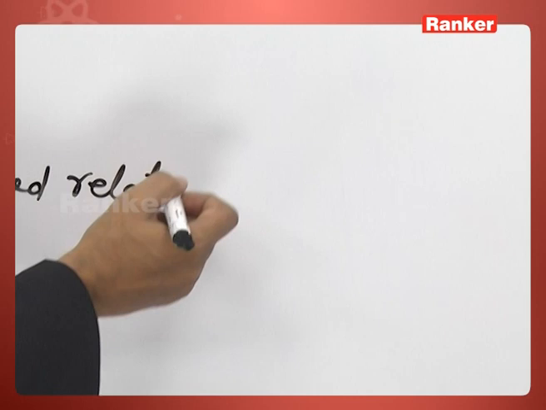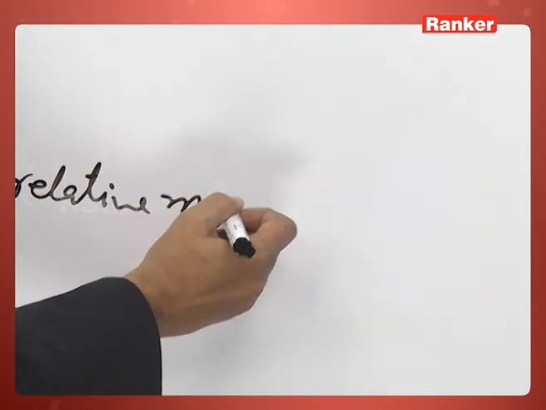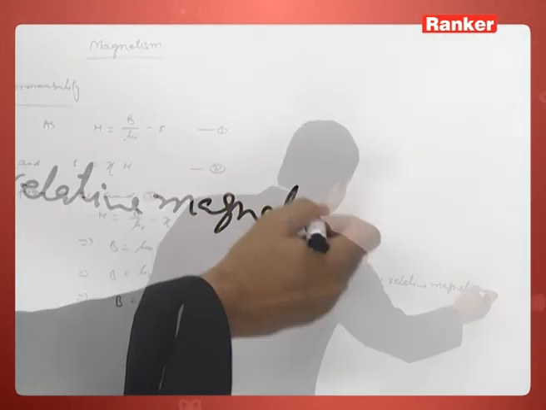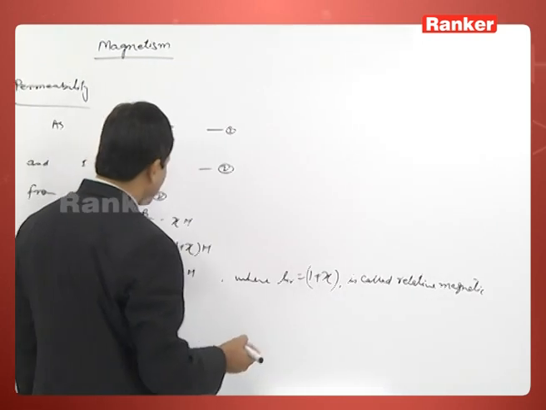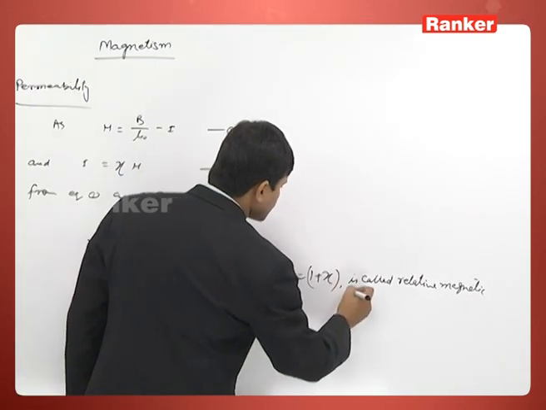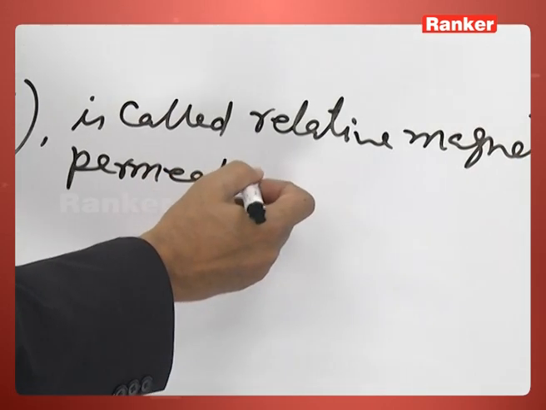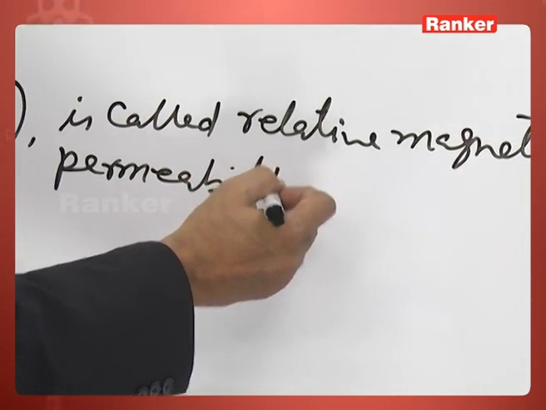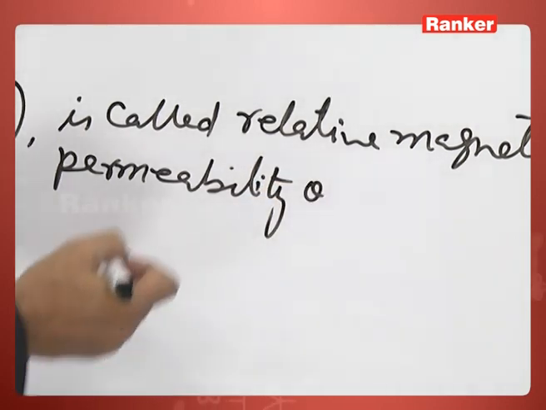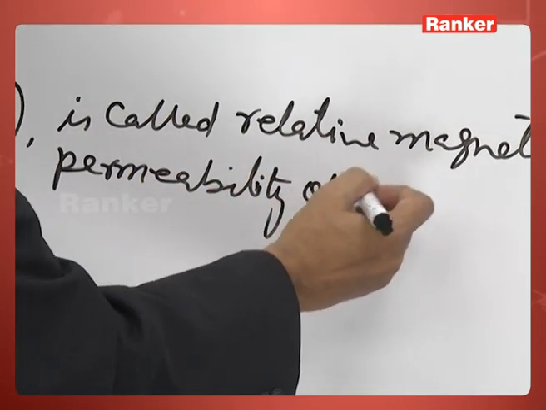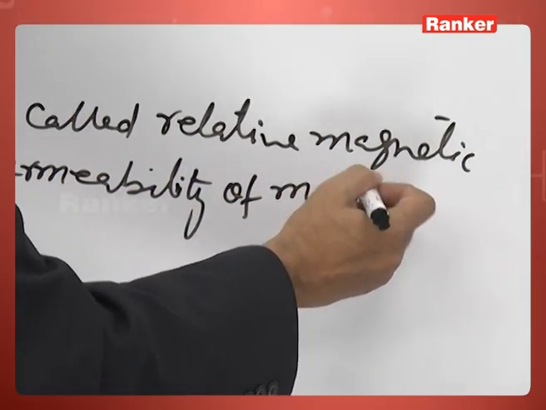Relative magnetic permeability of matter or medium.